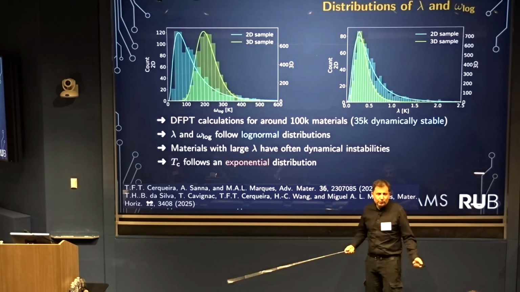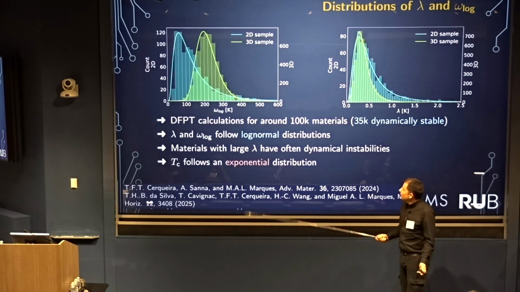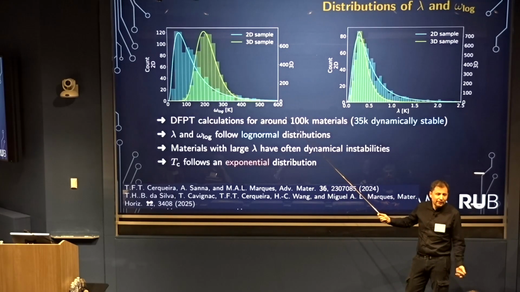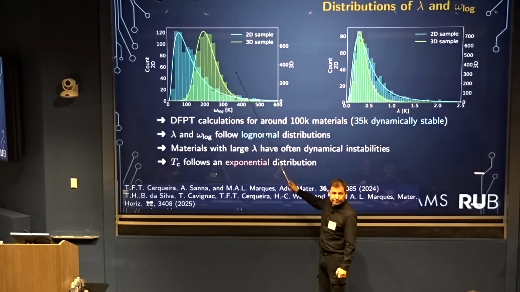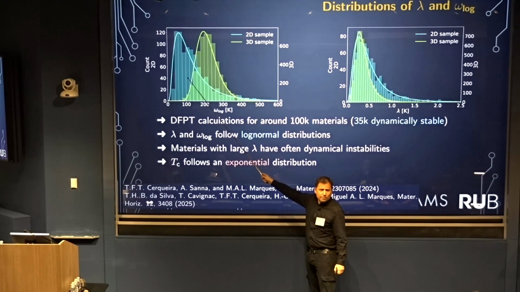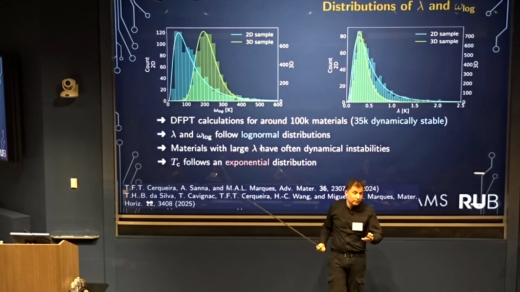Now, what can we do with these data? We can plot distributions. And this is really fun, I think. So this is the distribution of omega log. There are 3D compounds and 2D compounds. We have much less 2D compounds calculated, I think 1,500 compared to 3D, so the statistics are not as good.